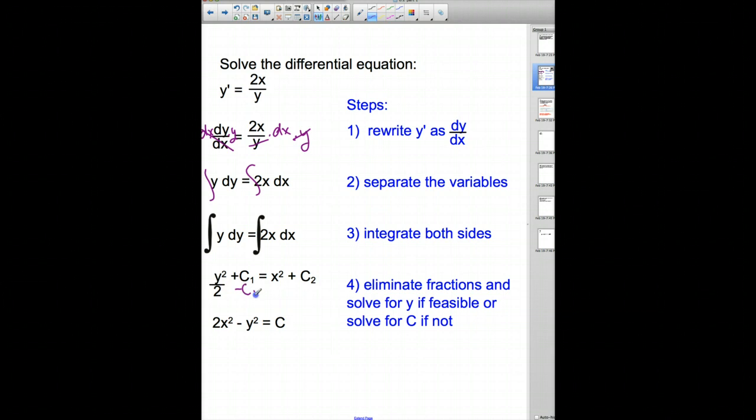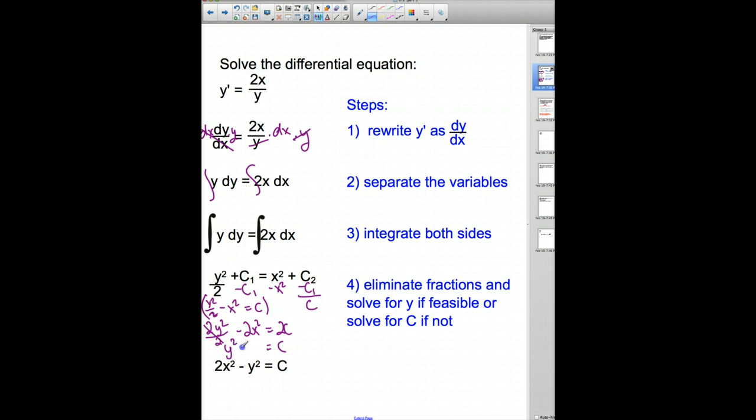Now if I subtract a constant from both sides, don't I end up with just another new constant? So we'll call that a constant. You can subtract x squared from both sides, so then I'd have y squared over 2 minus x squared equals a constant. But I still have this fraction. So what I want to do is multiply both sides by 2. And if I do that, I'll have 2y squared over 2, so those will cancel, minus 2x squared equals 2 times a constant. Well, 2 times a constant is still a constant.